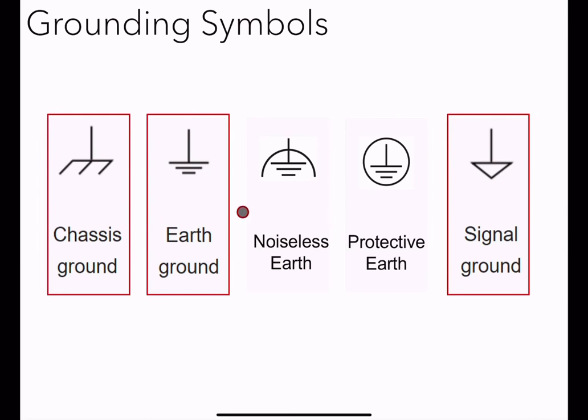So the earth ground symbol has two sub symbols, you can say. This is the general one, and then this one with the inverted semicircle on the top is noiseless earth. And the one with a full circle enclosing the earth symbol is called protective earth. And the one with one vertical line and a downward pointing triangle is the signal ground.